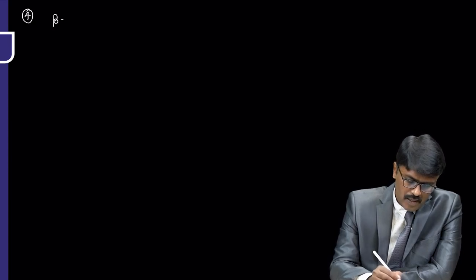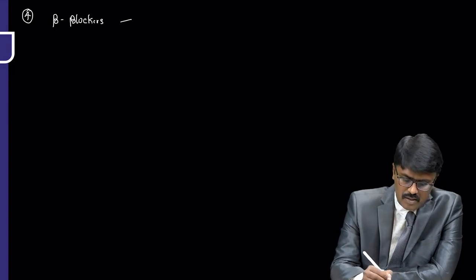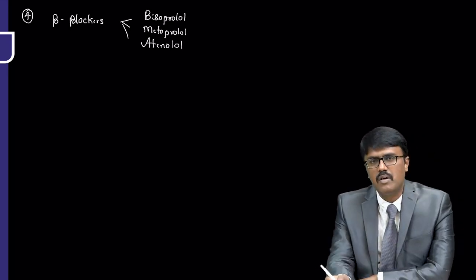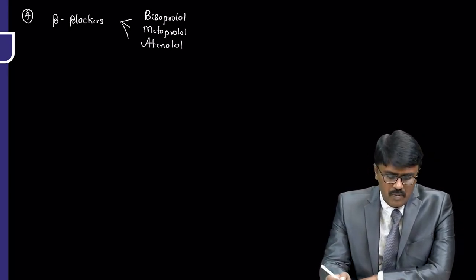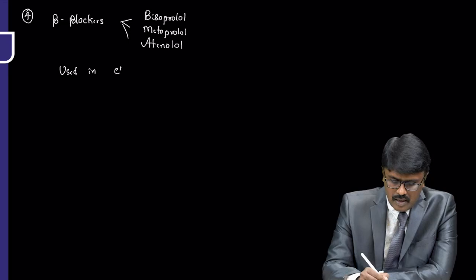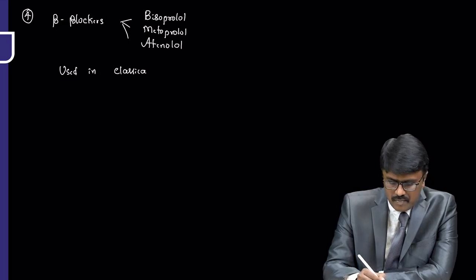Moving on to the fourth category of drugs, they are called beta blockers. So beta blockers, for example, bisoprolol, metoprolol, atenolol. So these are cardioselective beta blockers which are preferred. Now beta blockers are used in classical angina.